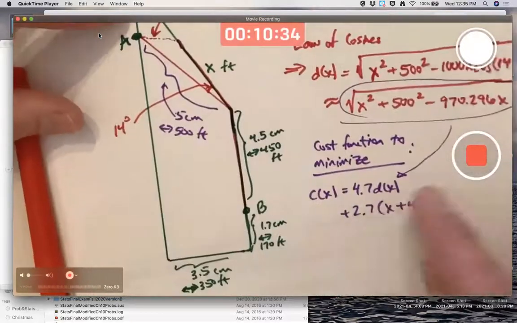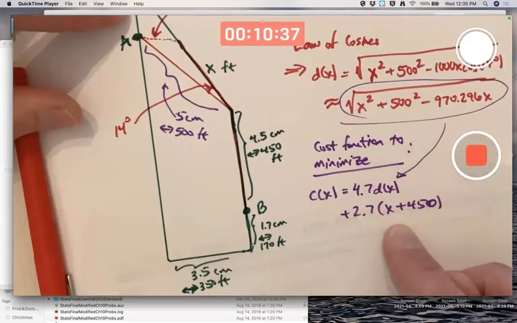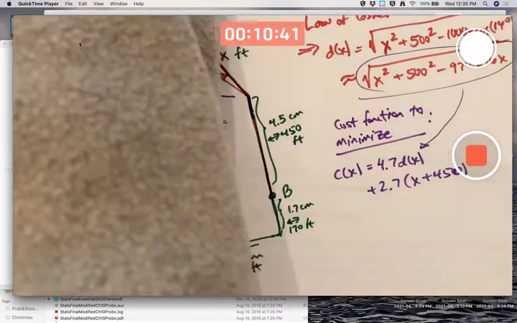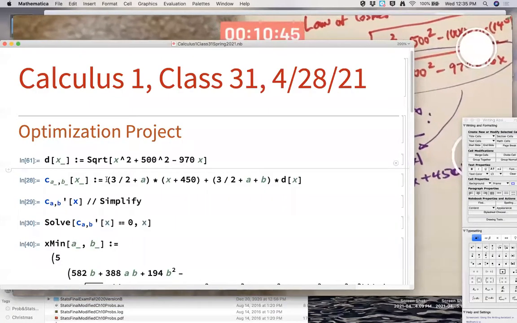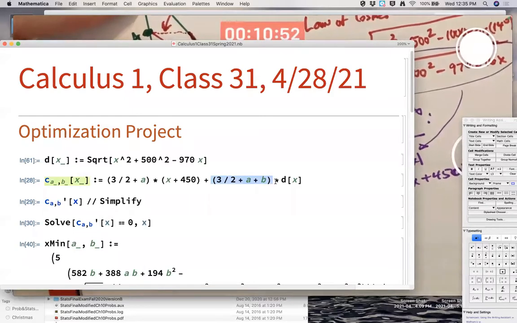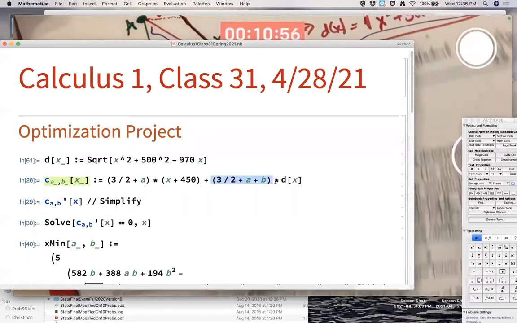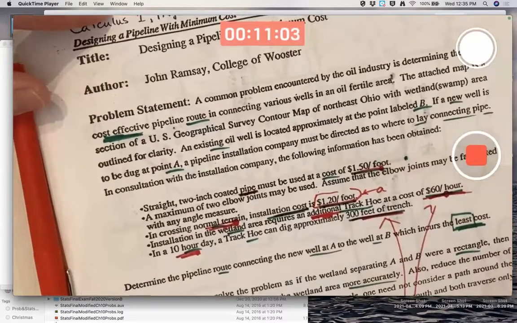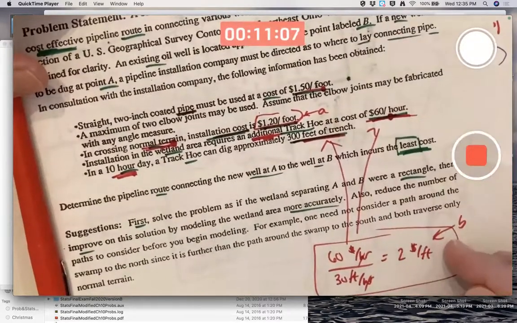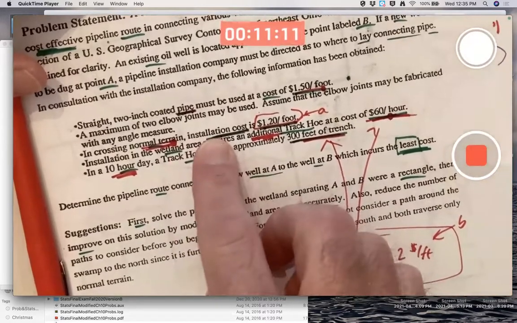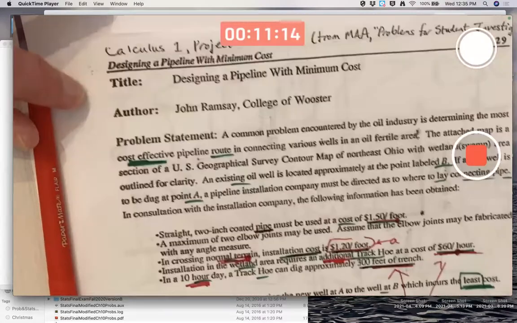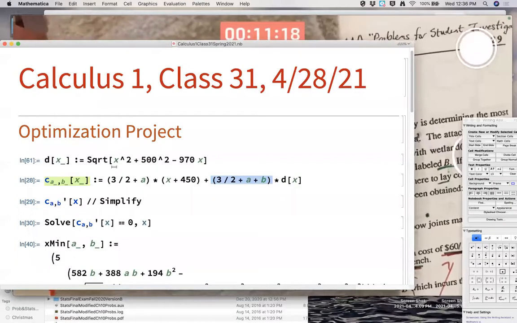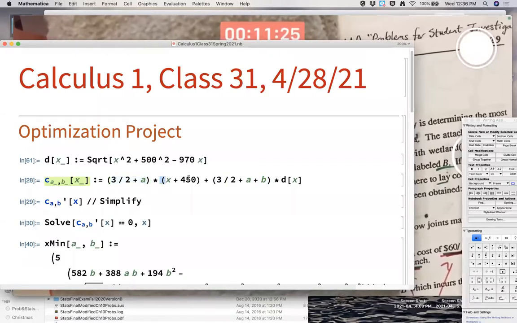And again, in this problem, we multiplied D of X by 4.7, and then we added 2.7 times X plus 450. But now that I've got unspecified parameters, D of X is going to get multiplied by 3/2 plus A plus B, 1.5 plus A plus B. Why? Because for the wetlands, you got the $1.5 per foot, then you got A and you also have B. You have A and you have B in dollars per foot, corresponding to the normal terrain installation cost plus the additional track hoe. And then with the other term, X plus 450 is going to get multiplied by 3/2 plus A because that's over normal terrain. So the 1.5 plus A needs to get multiplied by X plus 450.